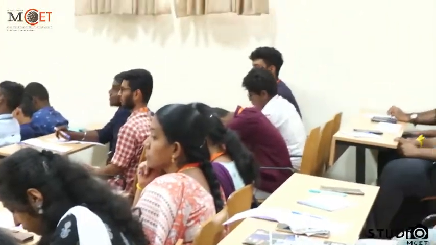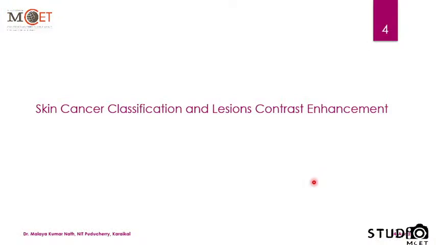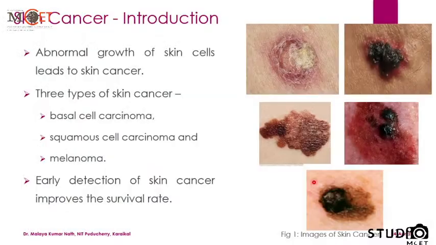But I will start in a different way, that is the skin cancer classification as well as lesion contrast enhancement. This work was done by the help of a neural network model. Before starting with this model and how it performs the classification, I just want to tell what exactly skin cancer is and what its variations are. Skin cancer is nothing but abnormal growth of the skin cells, and that leads to skin cancer. There are many types of skin cancer. Here I have mentioned three types: basal cell carcinoma, squamous cell carcinoma, as well as melanoma.